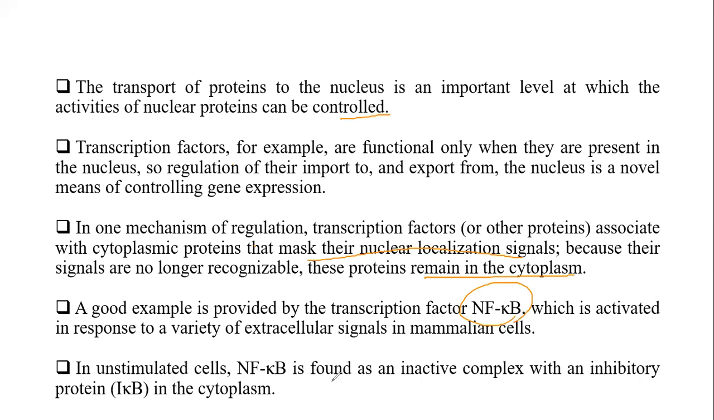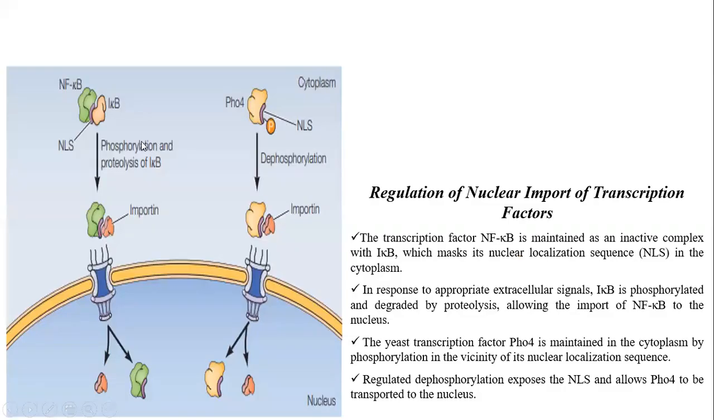NF kappa B is found as an inactive complex with an inhibitory protein called I kappa B in the cytoplasm. So already mentioned, right? Here, look at the figure. This you can read yourselves later. In this regulation, what we see is that NF kappa B is there and I kappa B is attached, right? It is bound to the NF kappa B. What is happening here is that I kappa B is actually masking the nuclear localization signal.